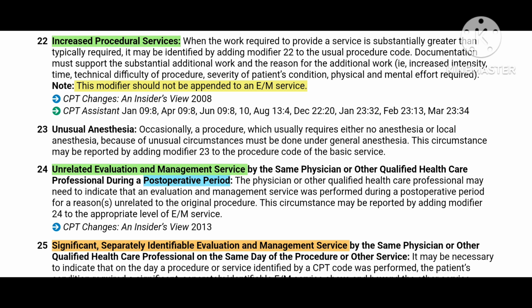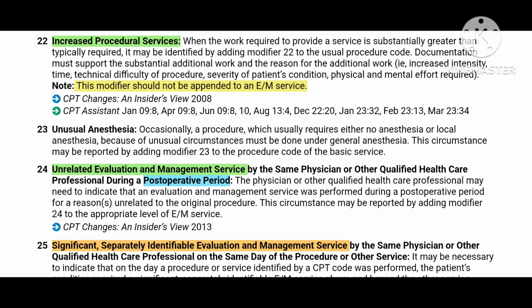Next is 24. It is unrelated E&M service by the same physician during a postoperative period. For example, patient has undergone a surgery from me, and within the postoperative period, for example, if it is a minor surgery, within 10 days, patient has come to the hospital with a new problem, and I am examining the patient and giving some treatment also.